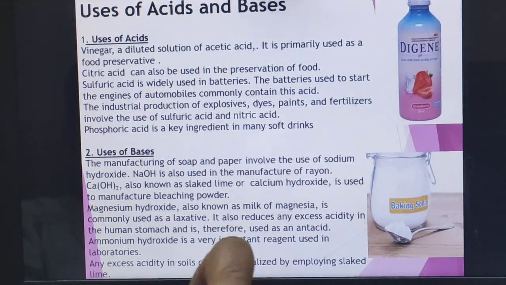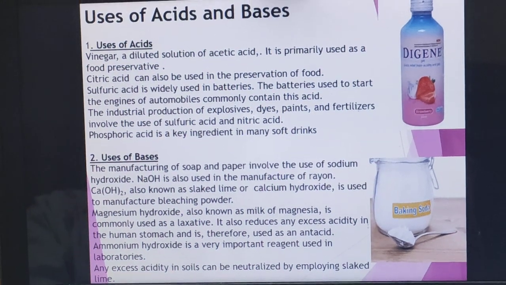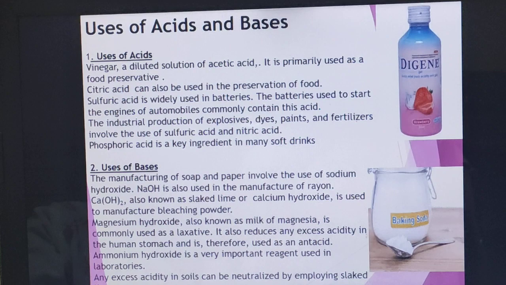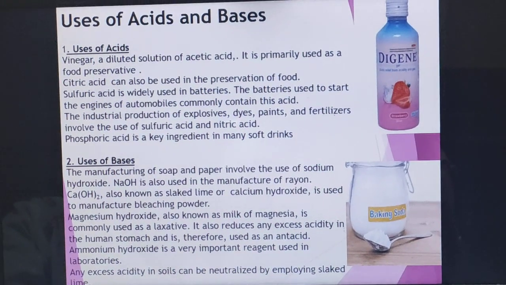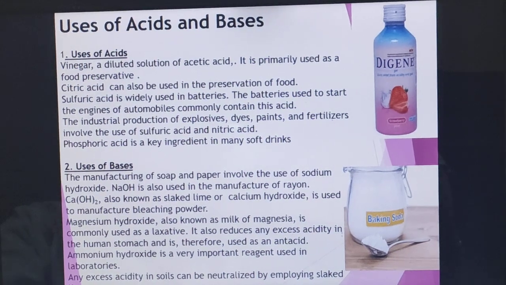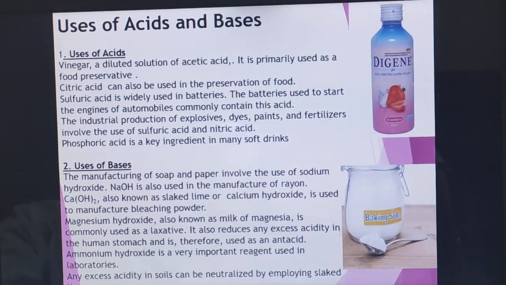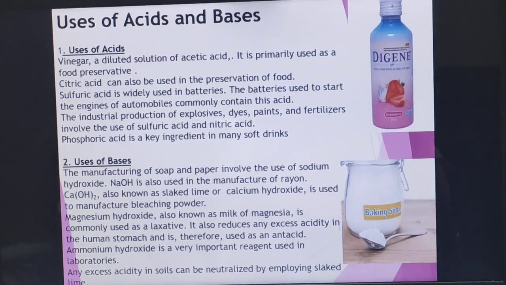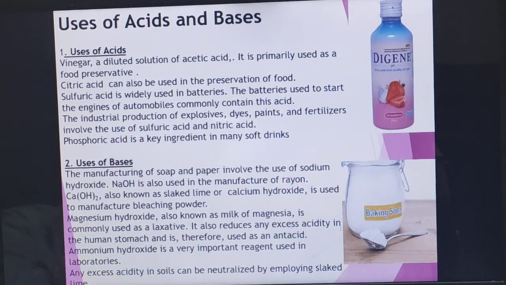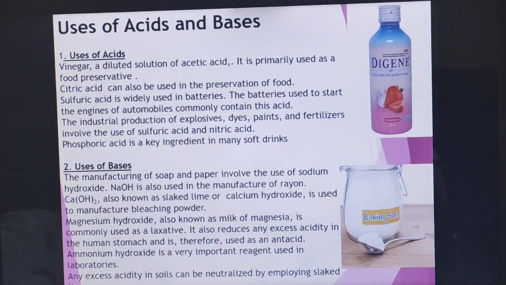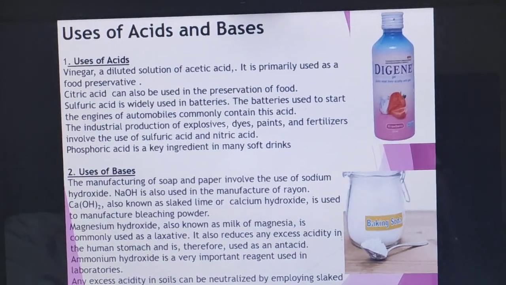Now come to uses of bases. The manufacturing of soap and paper involves the use of sodium hydroxide. Sodium hydroxide is also used in the manufacture of rayon. Calcium hydroxide is known as slaked lime. It is used in the manufacture of bleaching powder. Magnesium hydroxide is known as milk of magnesia. It is used as a laxative. Ammonium hydroxide is used as a reagent in a laboratory.